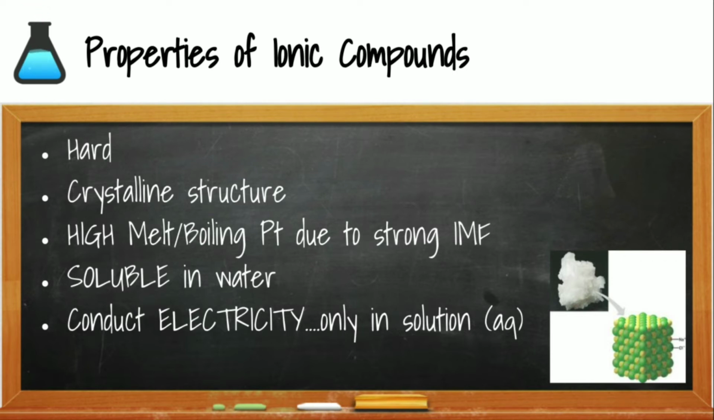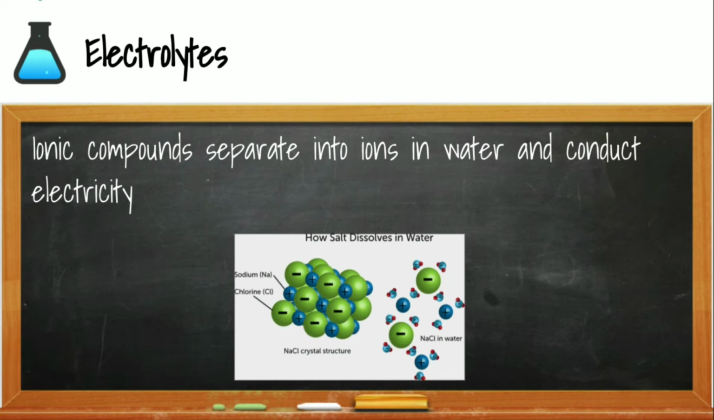Because of the strong attraction formed between ions, ionic compounds form hard crystalline structures with very high melting points and boiling points. The charged nature of ionic compounds allows them to mostly be soluble in water. When ionic compounds dissolve in water, they are able to conduct electricity. When ionic compounds dissolve in water and conduct electricity, we call them electrolytes.